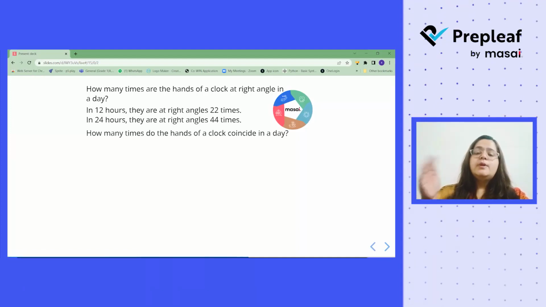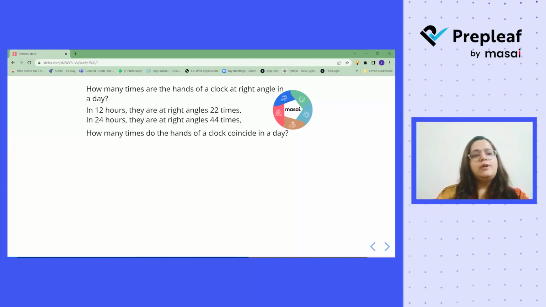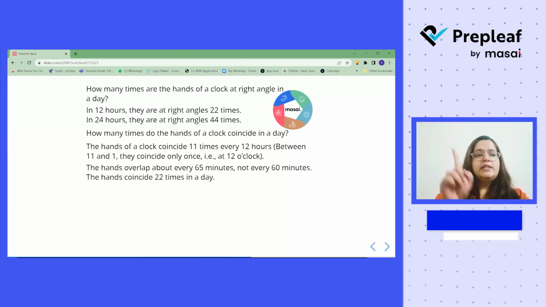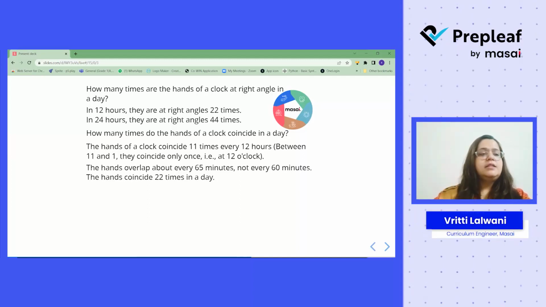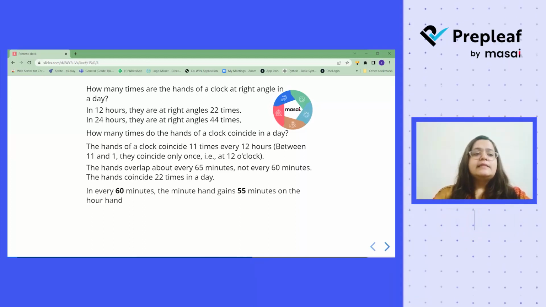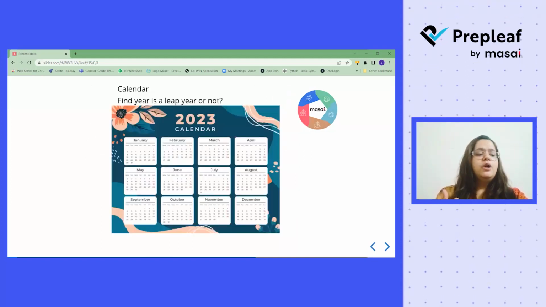Similarly, how many times will they coincide? So we know after every 1 hour, 5 minutes, 5 by 11 seconds, they will coincide. So in the entire day, they will coincide 11 times. Not 12 times, they will coincide 11 times in the 12 hours. Yes, and next, in every 60 minutes, the minute hand gains 55 minutes on the hour hand. This is again a point that you have to remember.